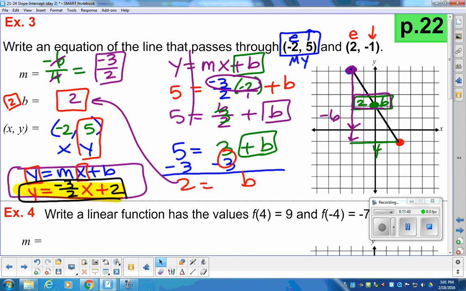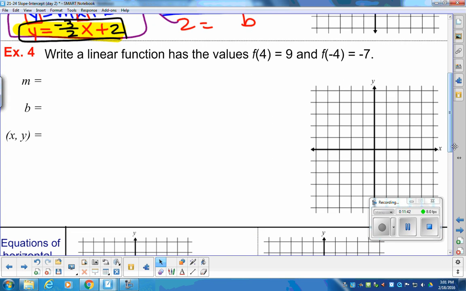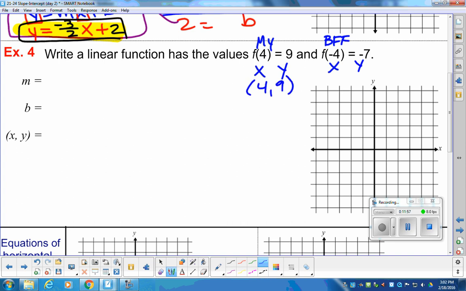All right, for this next example, write a linear function that has the values f of 4 equals 9 and f of -4 equals -7. So we still have this xy pair. My hotel room, best friend's hotel room, it's still working the same way. This is no different than saying 4, 9, and -4, -7, same old thing.